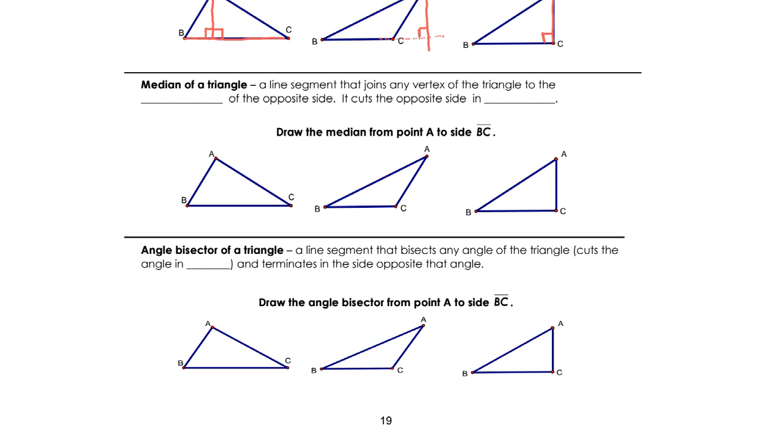So a median of a triangle is a line segment that joins any vertex of the triangle to the midpoint of the opposite side. It cuts the opposite side in half, or into two congruent segments.